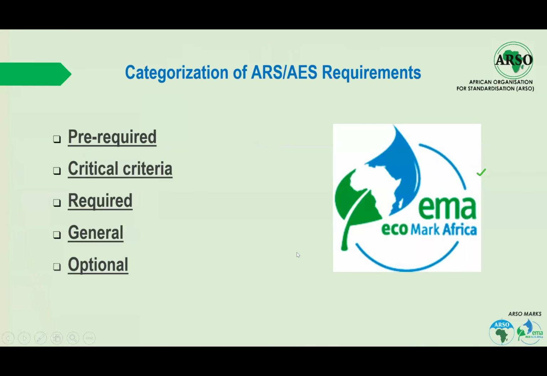So this table is all summarized in this slide, where we have the pre-required requirements. The pre-required requirements is just, before going into the assessment, what should I have first? I should be registered in a registered organization in my country. I should be paying the tax and fees required in the country, like that. And after that, we have the critical criteria, and we have the required criteria, the general criteria, and optional that you can comply with or not.